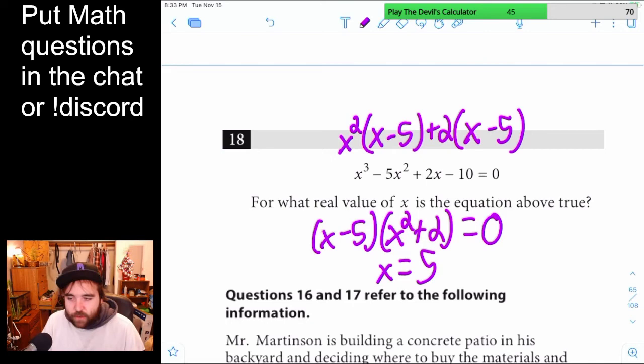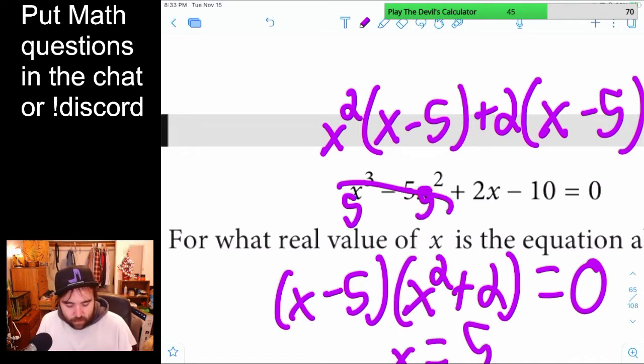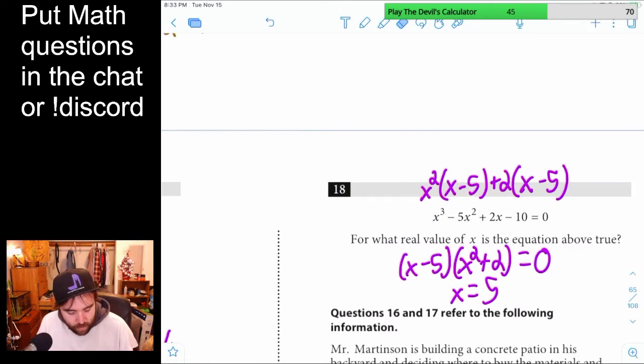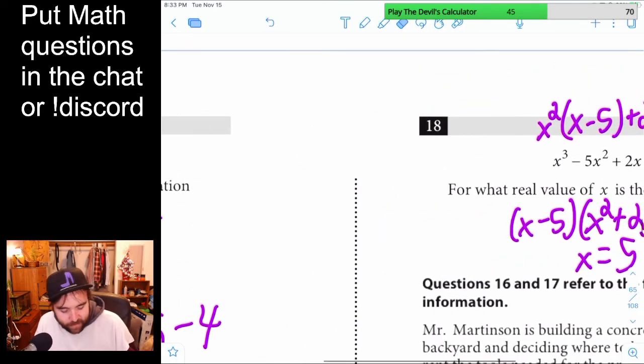And that's the answer. And if you plug it in real quick, you can actually very easily see that that's true. Because here 5 cubed and then 5 times 5 squared, so those just go away. And then 2 times 5 minus 10, that is definitely 0. Which begs the question, why were we failing so hard on that synthetic division?